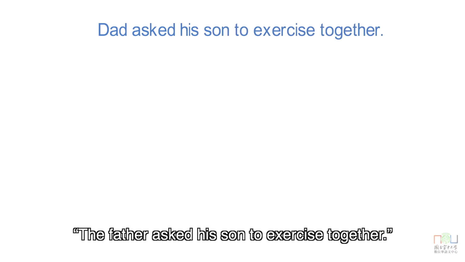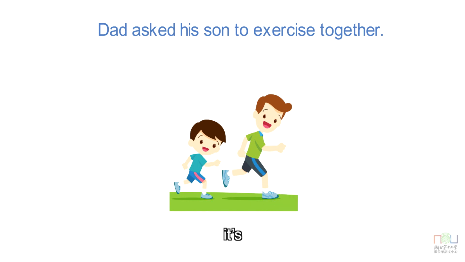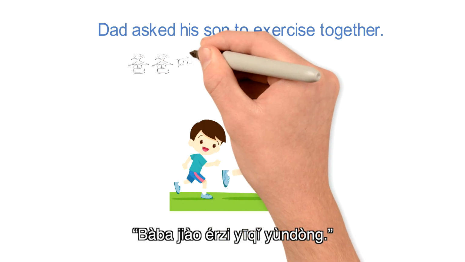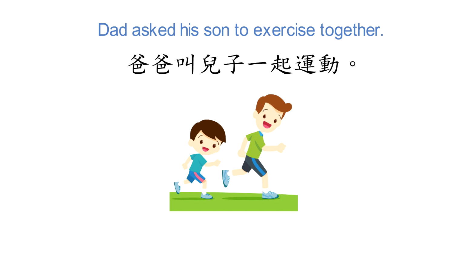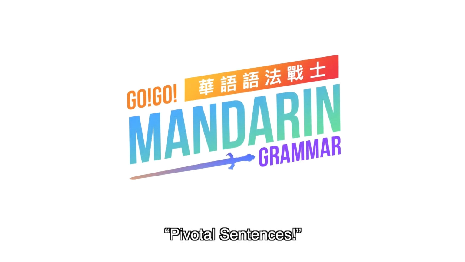The father asked his son to exercise together. In Chinese, it's 爸爸叫儿子一起运动。 Excellent. You have now learned the grammar point about pivotal sentences.